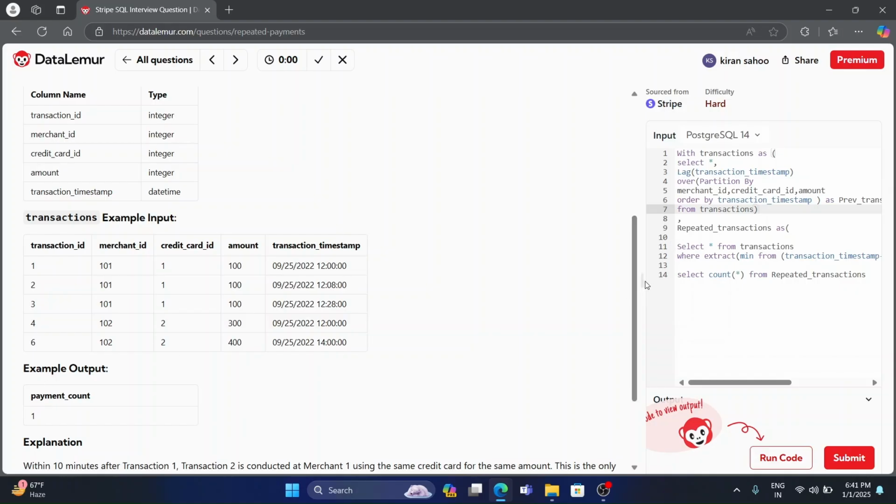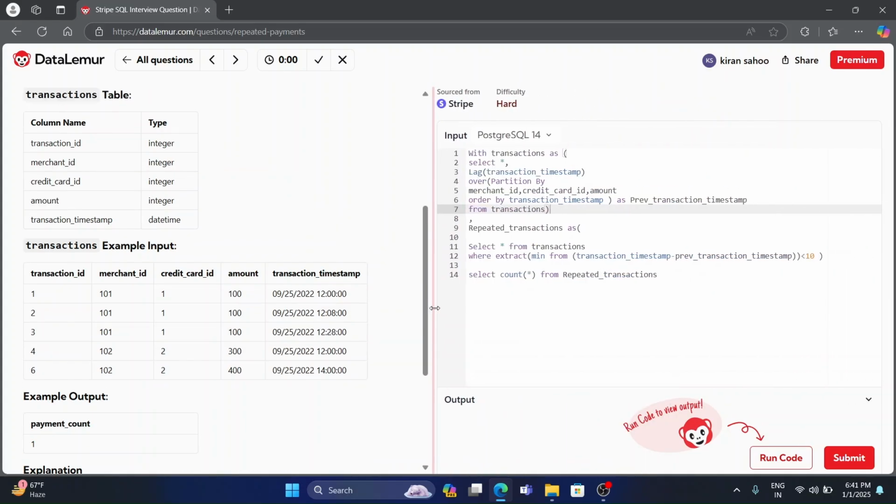To get these details, we need to write a query. First, we need to calculate the previous transaction timestamp. In this case, I am using the LAG window function, where we can get the previous row's value. From the transaction table, I am fetching all the columns.